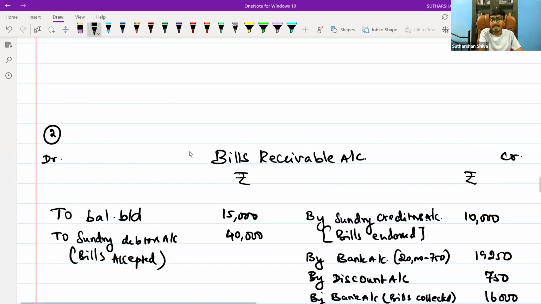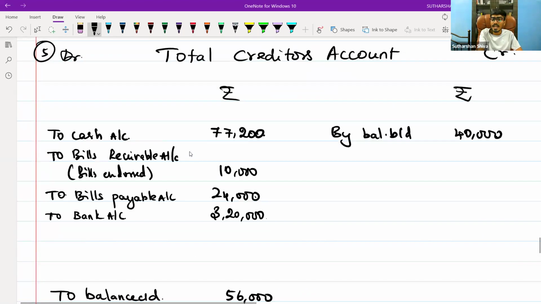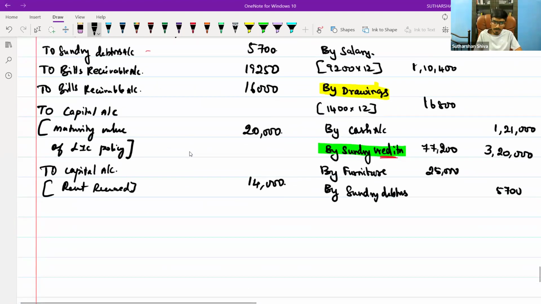But the cash book is based on which account? Cash book is prepared only on cash basis, right? So on my credit, I will write down electricity and telephone. They said it has been paid by cash, right? I will only show 18,700.